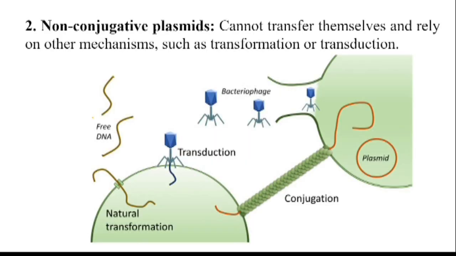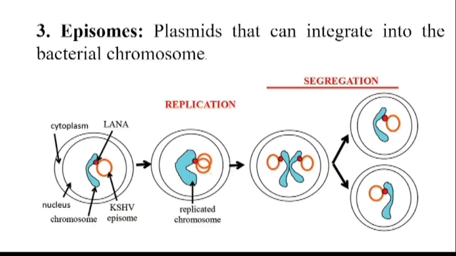Second type, that is non-conjugative plasmids. These non-conjugative plasmids cannot transfer themselves, and rely on another mechanism such as transformation or transduction. So here, in the second type, non-conjugative plasmids, we cannot observe a conjugation tube, but natural transformation takes place. So here bacteriophages, this is the free DNA, and the process is called transduction. With the help of transduction, plasmids move from one cell to another cell.